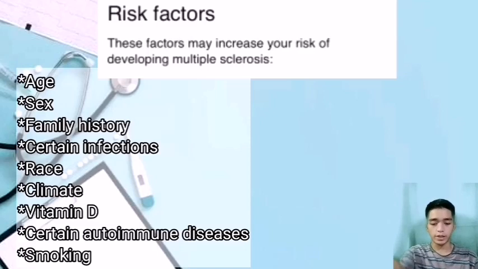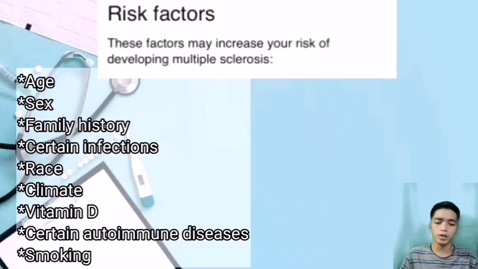Then the next one is the climate. Multiple sclerosis is far more common in countries with temperate climates, including Canada, the Northern United States, New Zealand, Southeastern Australia, and Europe.